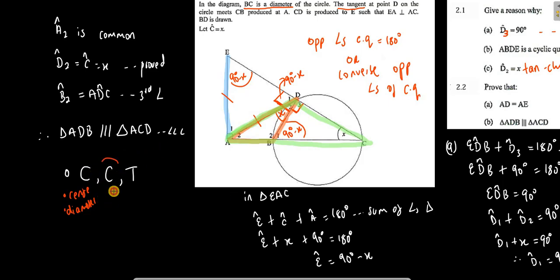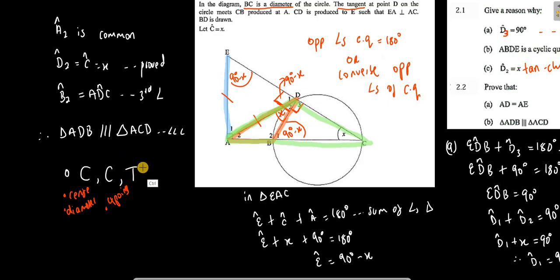And then for cyclic quad, you just have to check 4 points that are on the circumference. That tells you that you have a cyclic quad. Exterior angle of a cyclic quad, opposite angles of a cyclic quad, and then angles in the same segment.